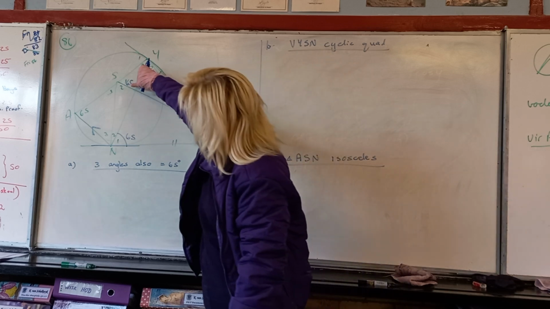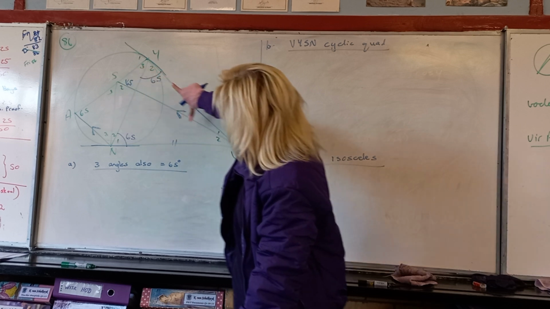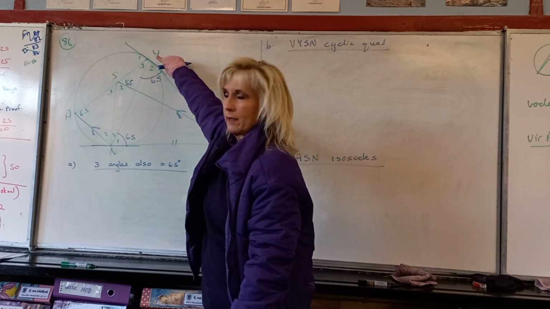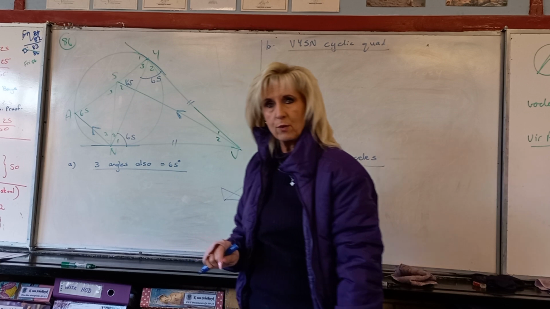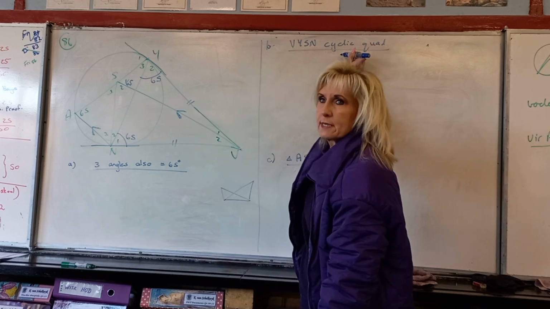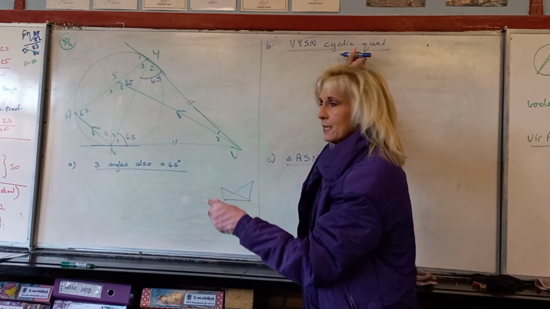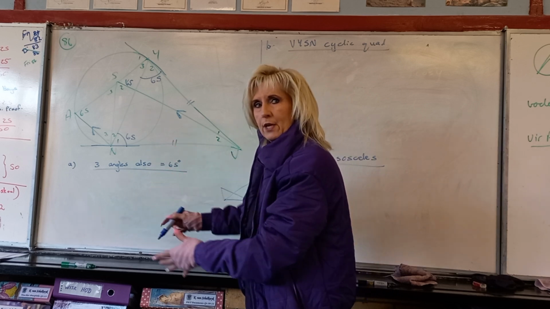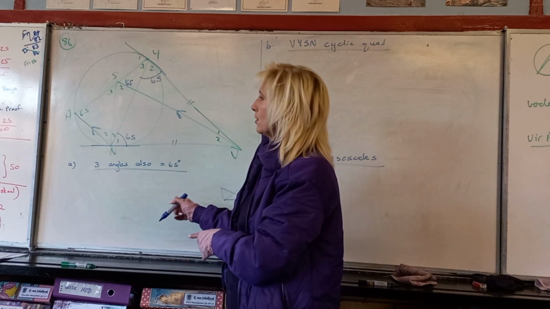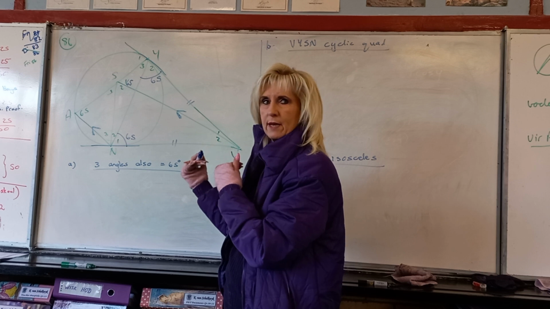Yes, ma'am. S1 and N1, both subtended by V1. So if they are equal, it's a cyclic quad. But you have to see it. See how they are leading you? You're going to get these angles. Once you've got them, that'll help you to find the cyclic quad.